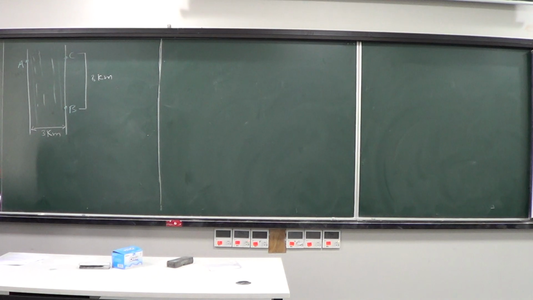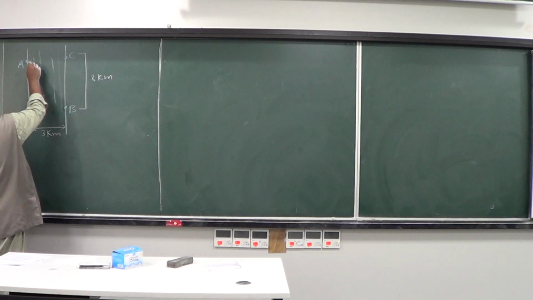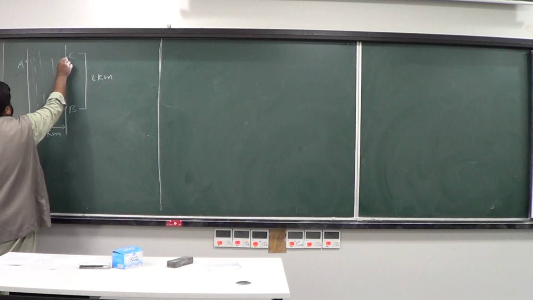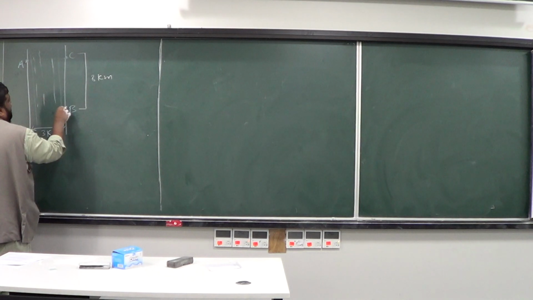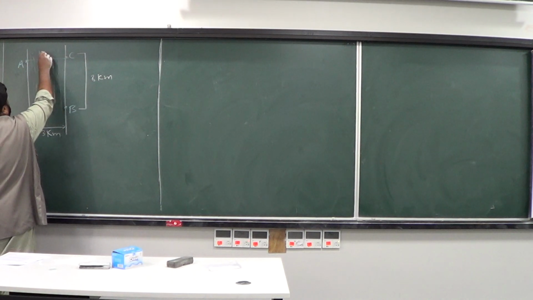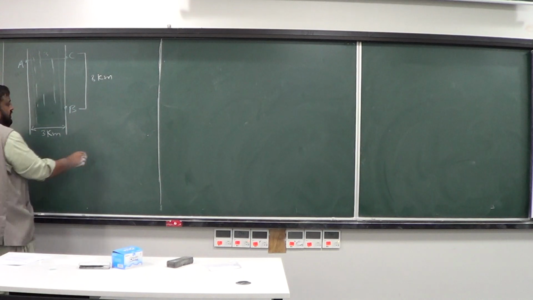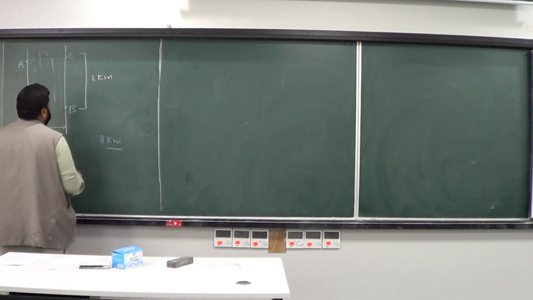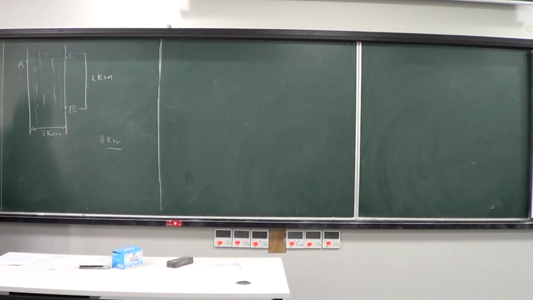Now, what should be the best strategy that this person should take to reach the point B in a minimum amount of time? Now we can have some guesses. One possibility could be that he goes, for example, this way and then this way. In that case, this person has to cover a 3 plus 8 kilometer distance, which is going to be 11 kilometers.